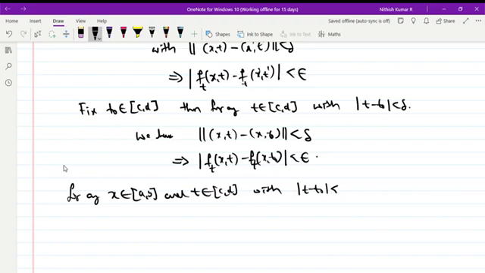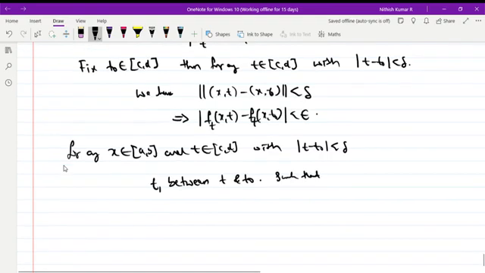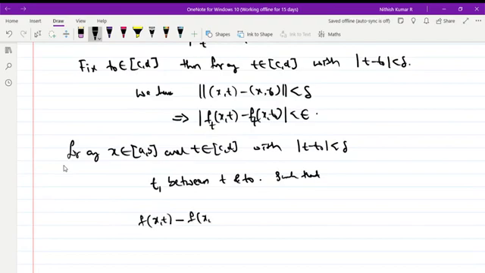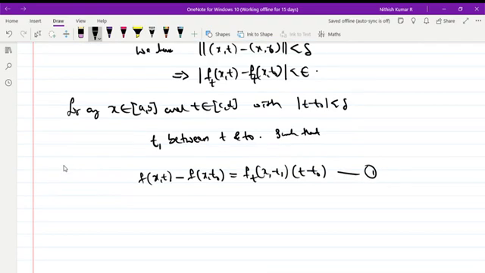For t belonging to the closed interval c comma d with modulus of t minus t naught less than delta, by the mean value theorem we can find t1 between t and t naught such that f of x comma t minus f of x comma t naught is equal to f t of x comma t1 into t minus t naught. Say equation 1.